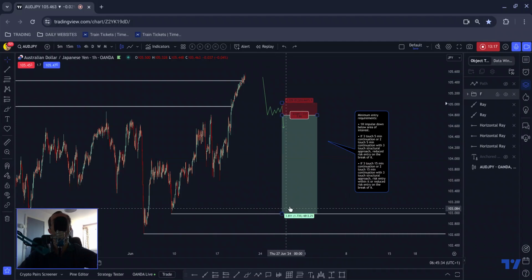there at that low. And then we would have something in the region of 7.5 to 8% to work with. And I would trail my stop loss at the same time.